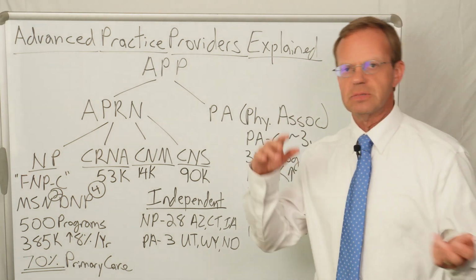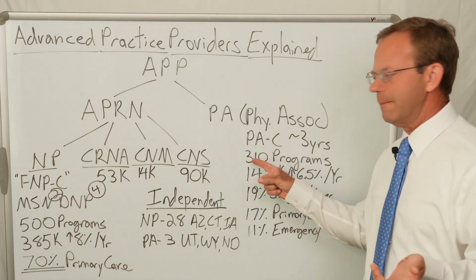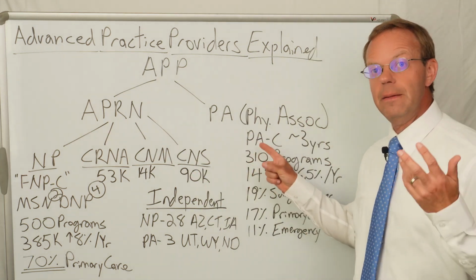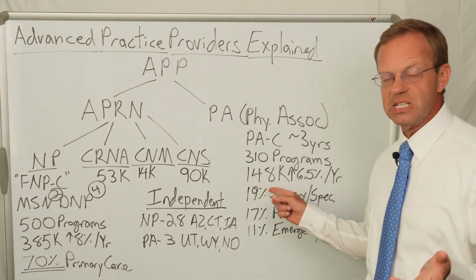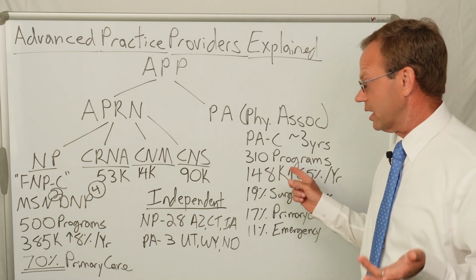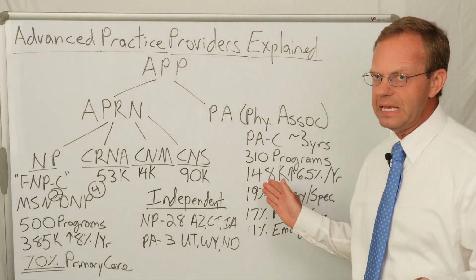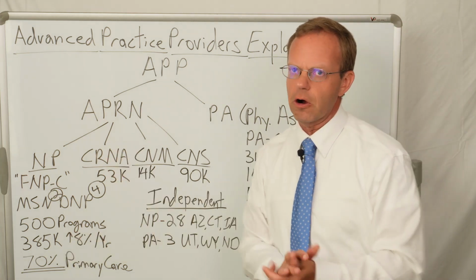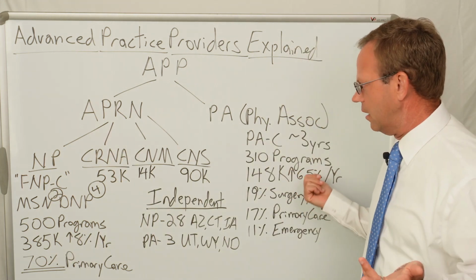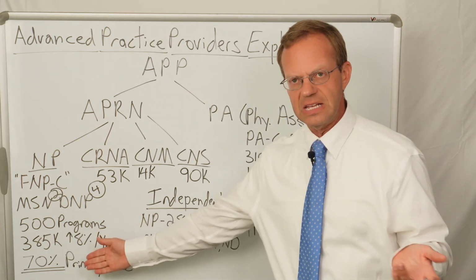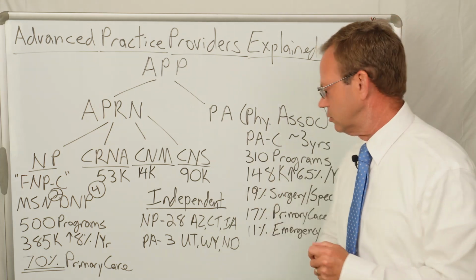Sometimes it's 27 months, sometimes it's 30 months, sometimes it's closer to 36 months, but it's about 3 years. And there are about 310 PA programs in America, and there are 148,000 physician associates in America. So notice it's less than half the number of nurse practitioners. There's a lot of PAs, but not nearly as many as there are nurse practitioners. Now, it's growing by about 6.5% per year, so the rate of PA growth is about the same as the 8% growth for nurse practitioners. They're sort of high, mid-single digits per year.